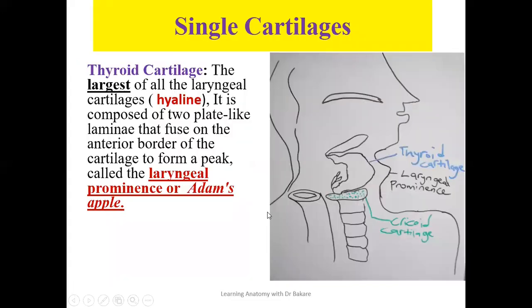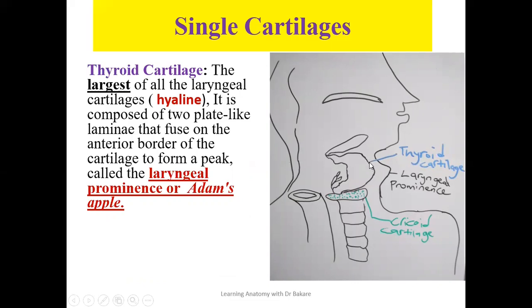So let's see how those cartilages come into play, where they are placed, and possibly their function. The first one we'll be looking at is the thyroid cartilage. This is the largest of them all. It is a hyaline type of cartilage, and it is made up of 2 plates of lamina that tend to fuse at the anterior end.